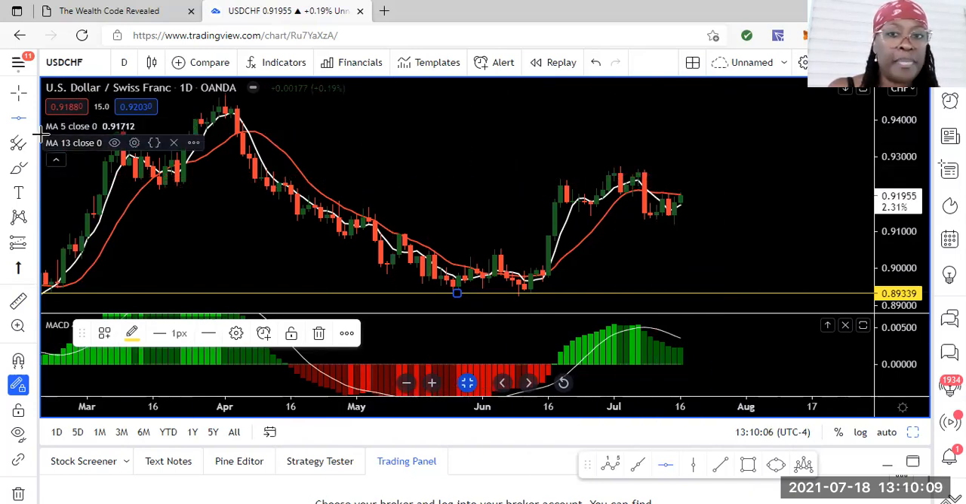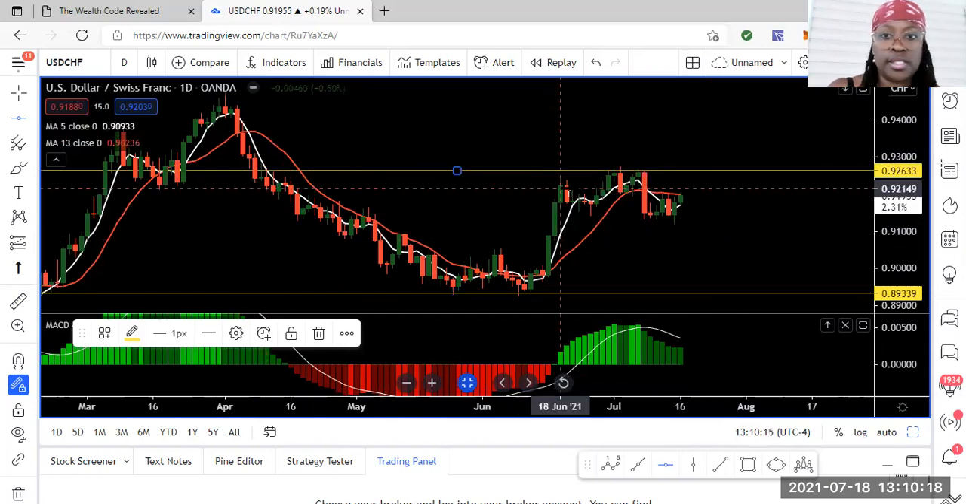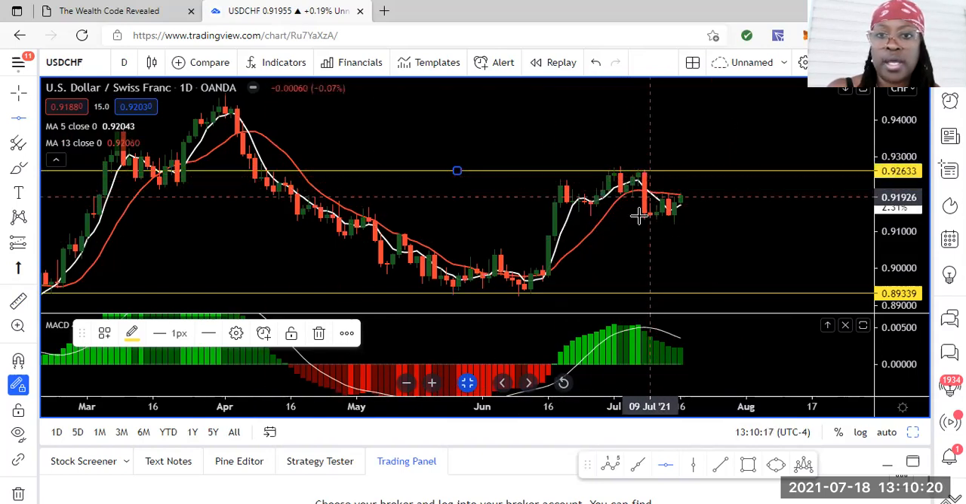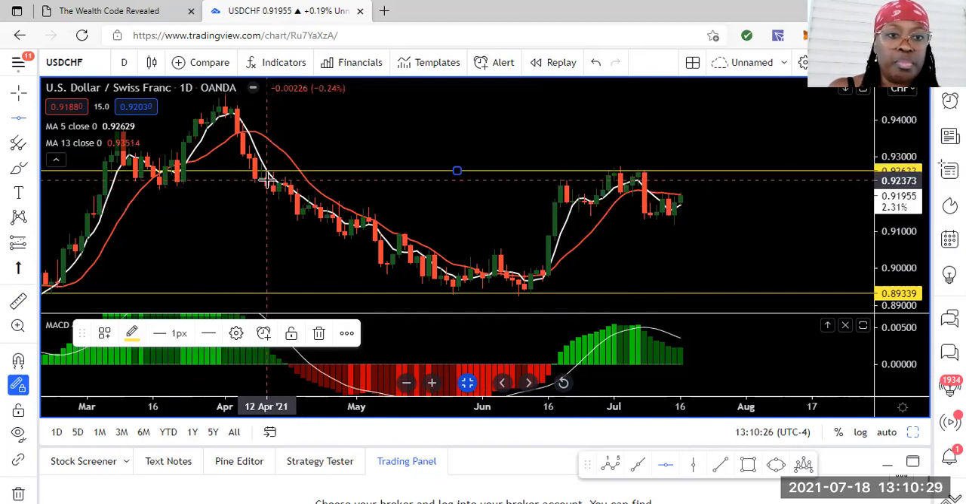Now, because I'm looking to buy U-Chef, let's look for an area of resistance, which is right here. That's an area of resistance. Right here, you see that's a supply zone right up in here. Bearish engulfing, bearish engulfing. Then we played around in here as well, another bearish engulfing. You see how they started coming in.